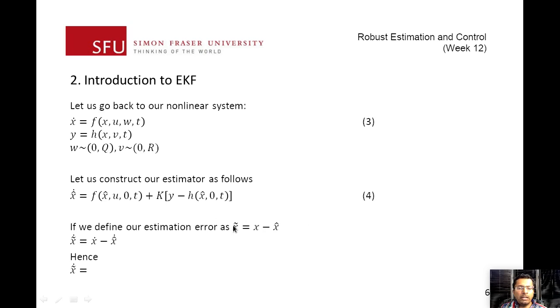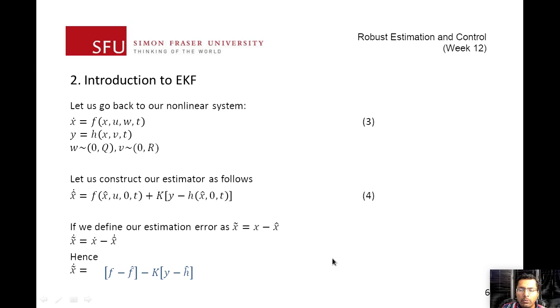If I take the derivative, x tilde dot is x dot minus x hat dot. Here I substitute in for x dot from this equation and x hat dot from this equation. If we group them together, we get f minus f hat, minus K times y minus h hat, where f hat is f with the x hats, and h hat is h with the x hats.